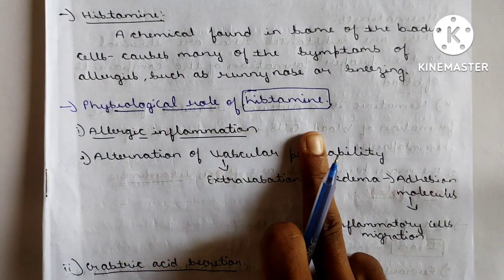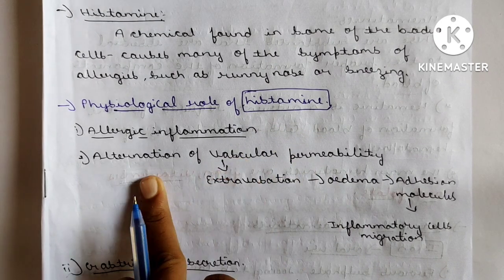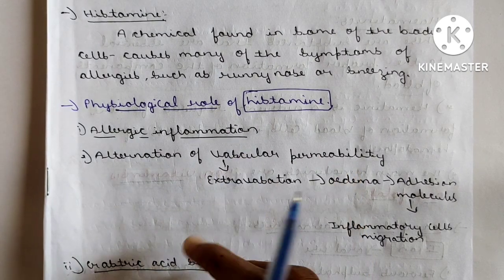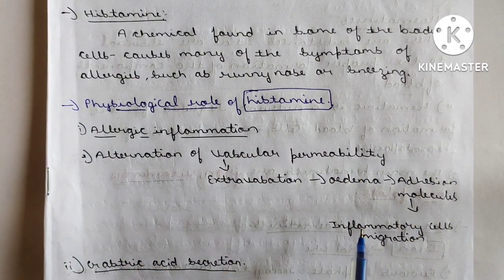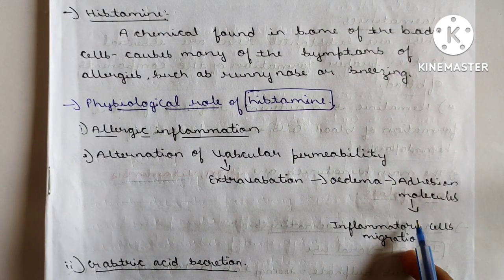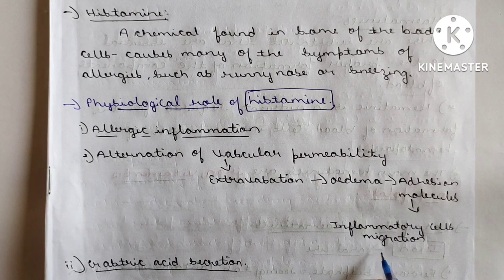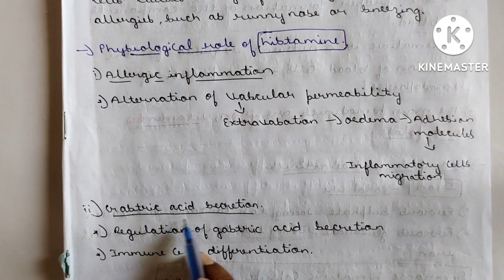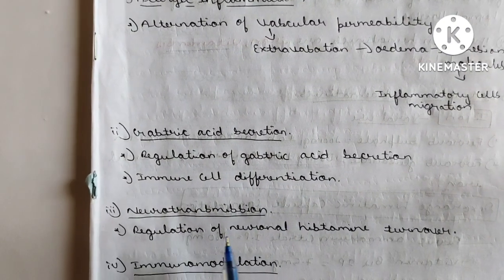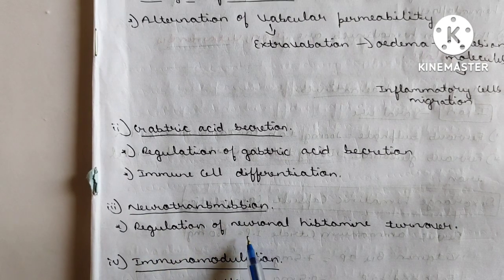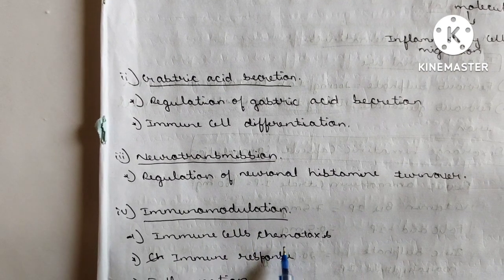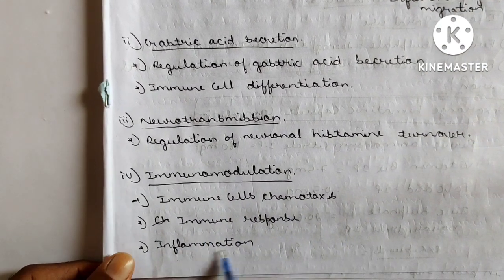Then what is the physiological role of histamine? Allergic inflammation, alteration of vascular permeability, extravasation, edema, inflammation, adhesion molecules, inflammatory cells get migrated. Then gastric acid secretion, regulation of gastric acid secretion, immune cell differentiation. Then neurotransmission, regulation of neural histamine turnover, then immunomodulation, immune cells, chemotaxis, immune response, inflammation.